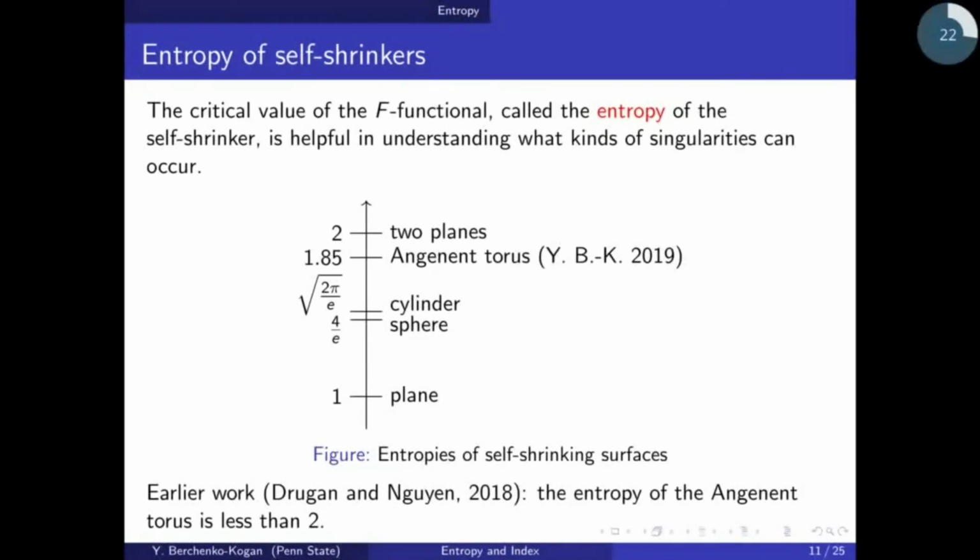And I want to also mention that there was earlier work which computed, or proved, that the entropy of the Angenent torus is less than 2.